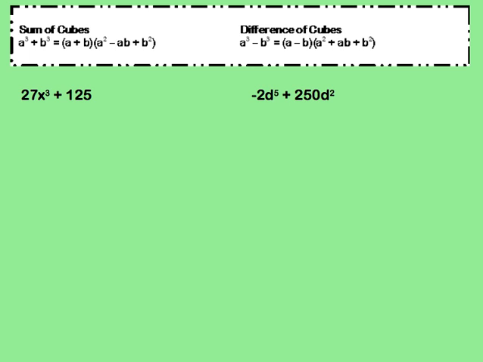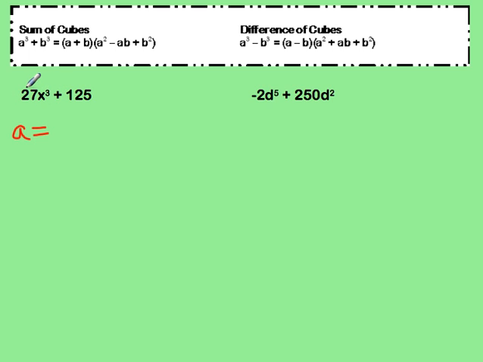Now we have a couple of formulas. We have sum of cubes and difference of cubes. The first thing I need to do is look at this. Are there any common factors that I can take out? There are not for this problem. So the next thing I need to do is figure out what is my A and what's my B. A is going to be the cubed root of this term.